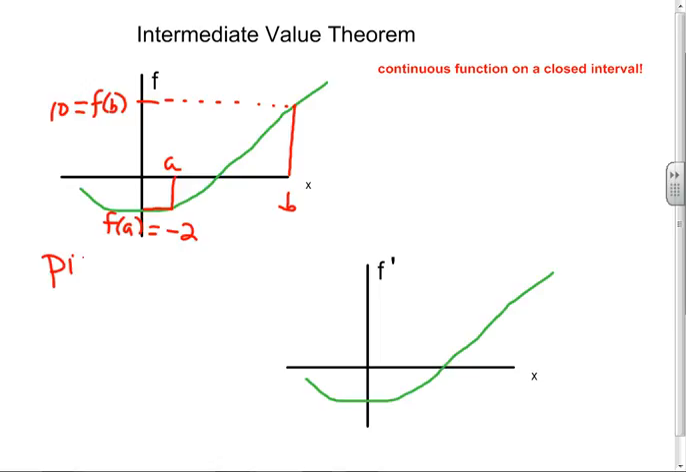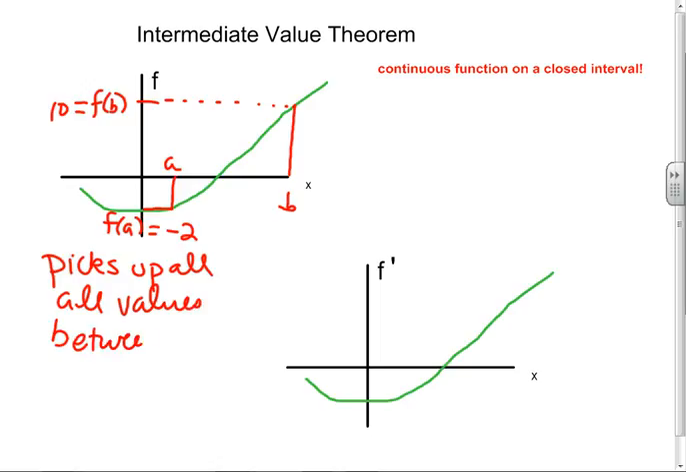That's all it says. So if you want to say the function is 5, I know it's 5 because the one value is -2 and the other is 10. It has to pick up all of them. That's all it says. So it picks up all values between f of a and f of b. And the reason I'm hitting on it is because it's been on the exam.